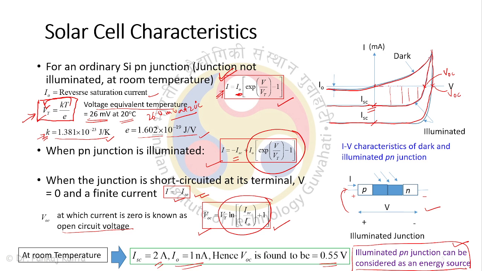So normally in dark, this is the plot of IV. I is on the y-axis, your current in milliampere, and V is your voltage. So in the dark region, this is the characteristic plot of your IV curve.